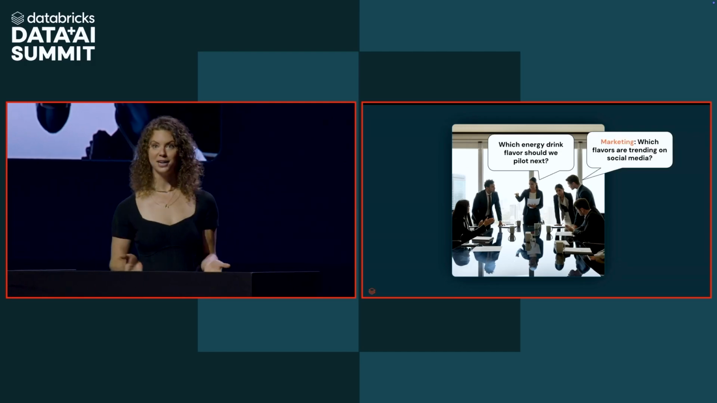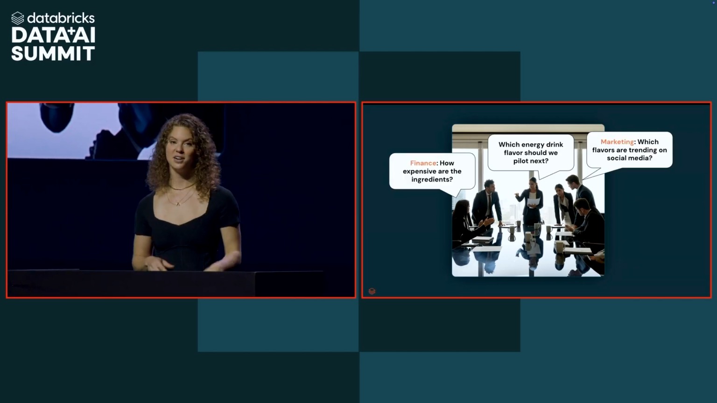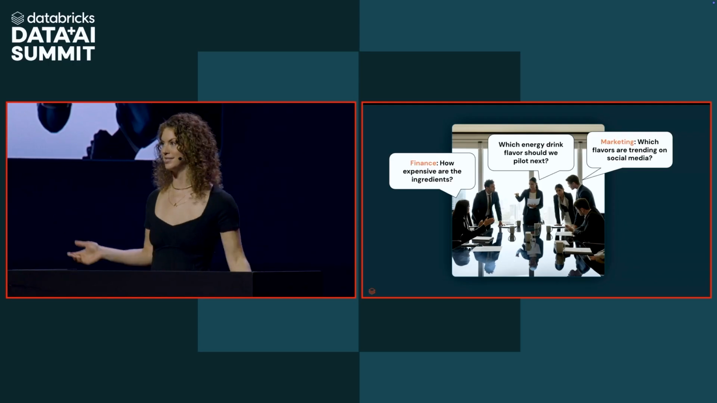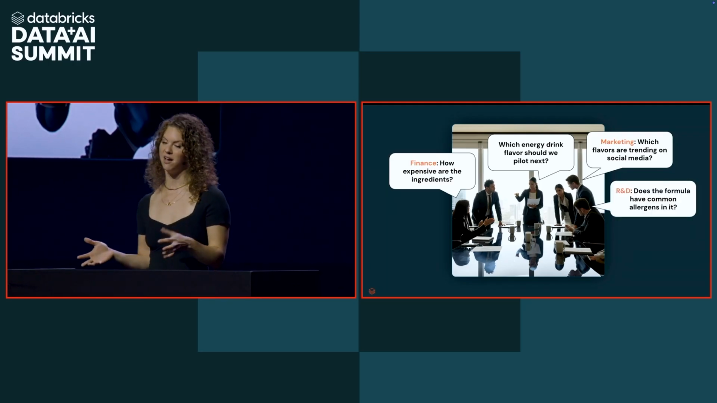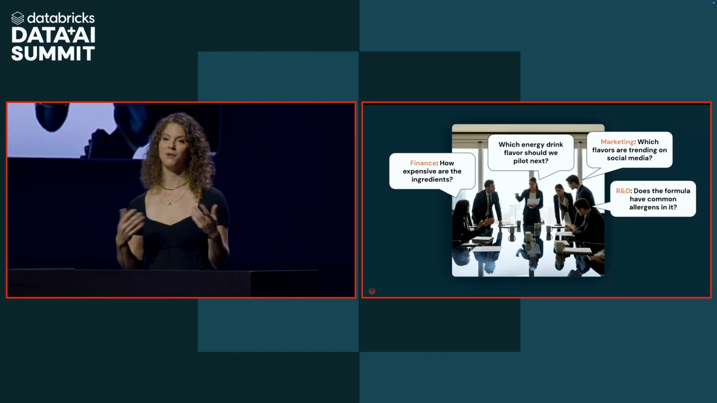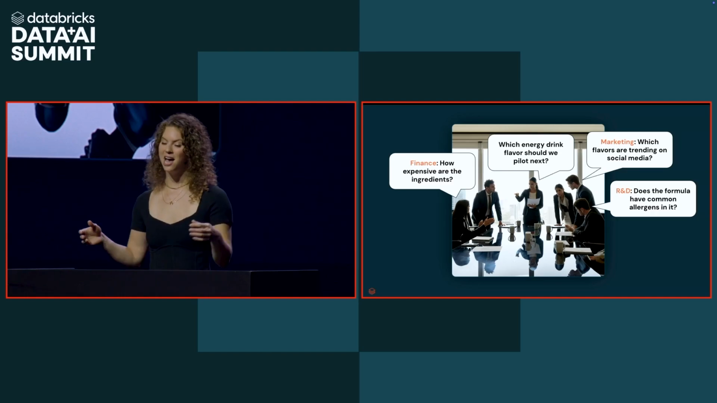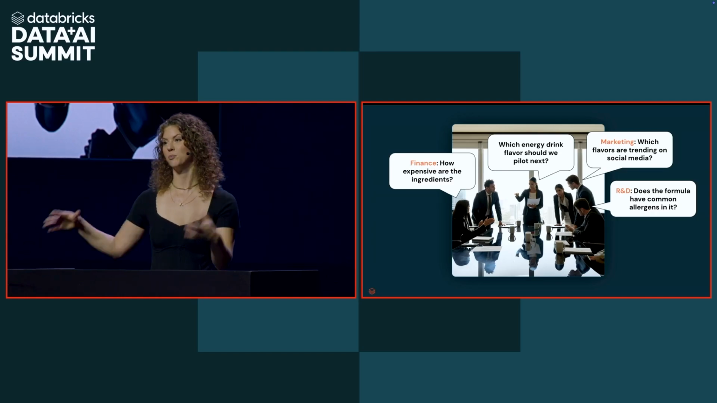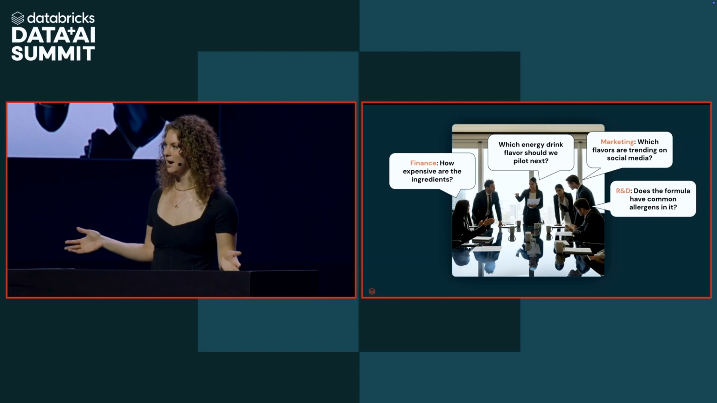I'm going to have to go to my marketing department and figure out which flavors are trending on social media. I'm going to need to go to finance and figure out how much is all this stuff going to cost. And I need to go to R&D to figure out, do any of the flavors have allergens in them that's going to impact our market sizing? If I were to do this today, it would involve a lot of cross-team collaboration. I would need to figure out which person and which department I need to talk to, and we might not even be in the same place or time zone.